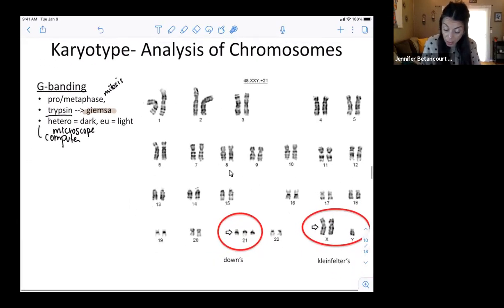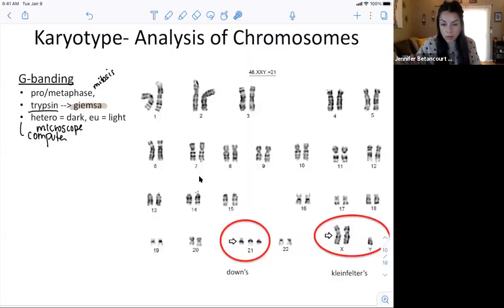And so this is a karyotype, what I'm showing you right here. Oh, come on, don't do this to me now.